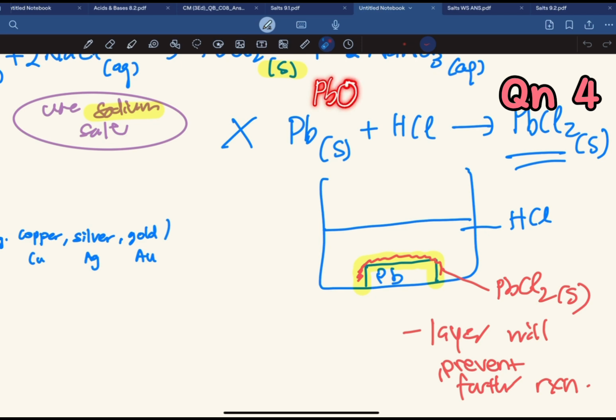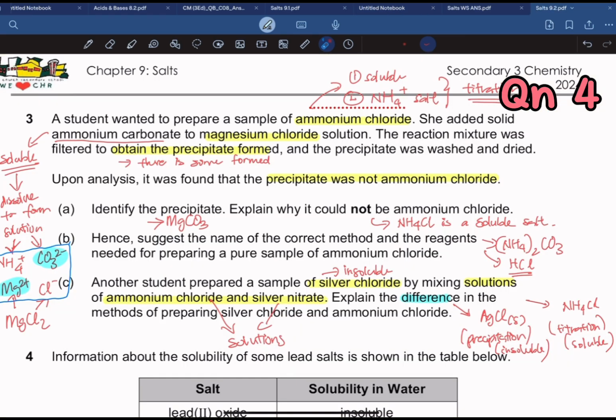It's going to end up the same thing. The layer of insoluble salt formed will prevent any reaction from going through here, right? So you will not have a good yield. Your reaction will stop abruptly after a while, and it's not feasible for the precipitation method, or rather forming insoluble salt.